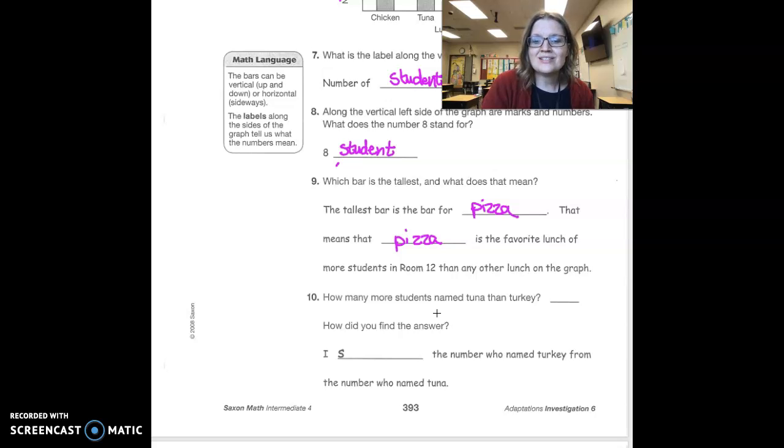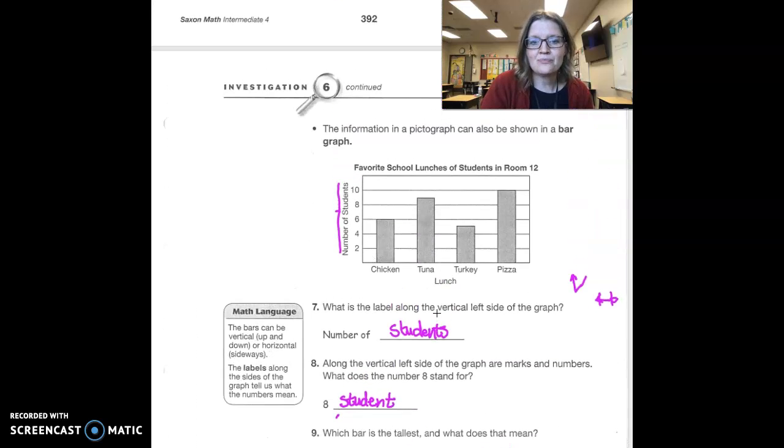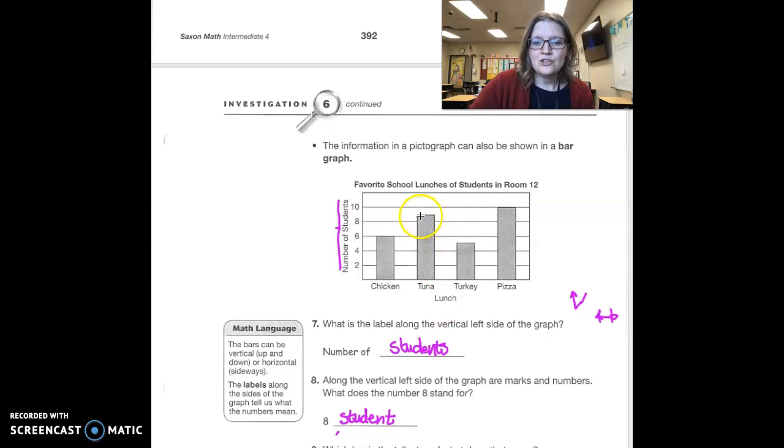How many more students named tuna than turkey? Well, we have to look. Tuna's halfway, so we're thinking this looks like it's going to be 9. Turkey is halfway, so it's not 4 and it's not 6. So I'm thinking that it will be 5 right here.